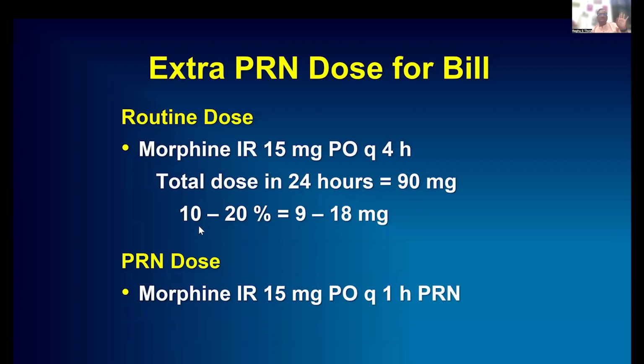If you see, this is his prescription. All right. So it is coming to 9 to 18 milligrams. That is 10 to 20% for the breakthrough dose. So it is morphine immediate release 15 milligrams per oral Q 1 hourly PRN.